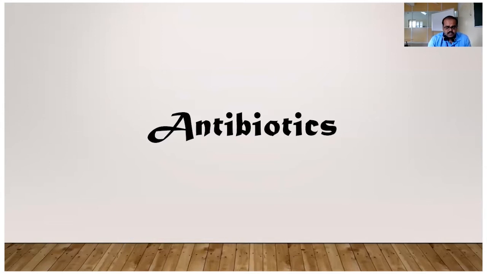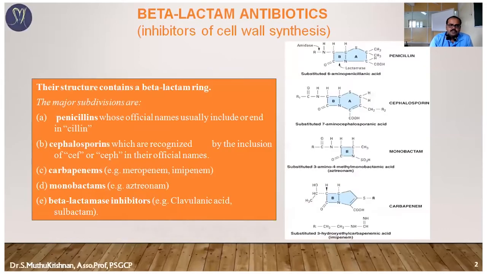As per your syllabus, in the last class we discussed the basic concepts of chemotherapy. In chemotherapy, the first subunit is beta-lactam antibiotics. Why is it called beta-lactam antibiotics? Because it has a beta-lactam ring, particularly the 5-member ring and the 6-member lactam ring. That's the reason it's called beta-lactam antibiotics.